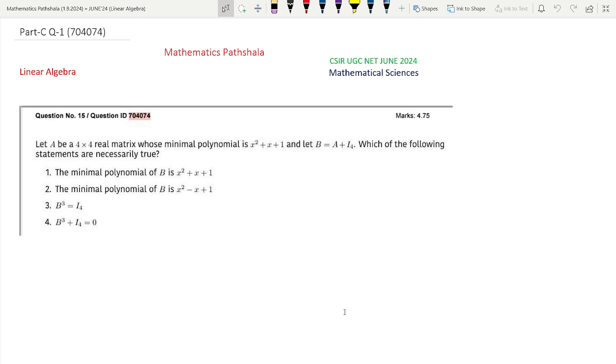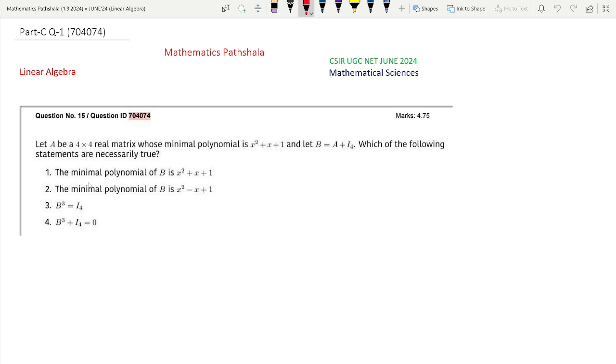This is a problem of CSIR UGC NET June 2024 Mathematical Sciences. This is a question from Linear Algebra Part C. The question ID is 704074. First we read this question. Let A be a 4 by 4 real matrix whose minimal polynomial is x squared plus x plus 1 and let B equal to A plus I4. Which of the following statements are necessarily true?